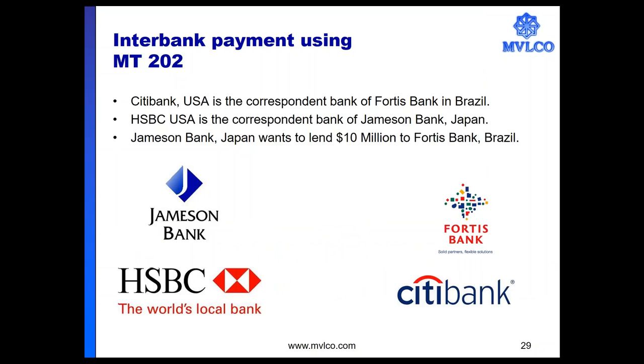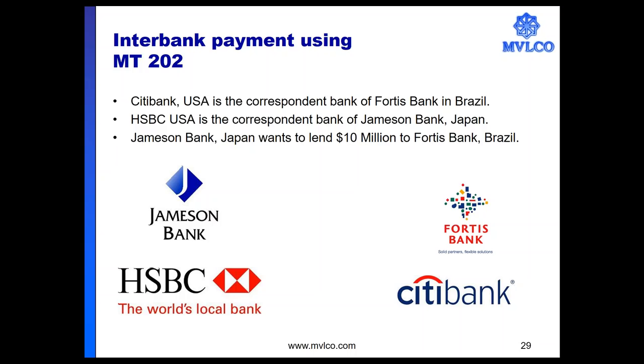Now in this example, Citibank USA is the correspondent of Fortis Bank in Brazil, which means at Citi, Fortis has its Nostro account. And Jamson has its Nostro account at HSBC. Jamson Bank wants to pay an amount of $10 million US dollars to Fortis Bank in Brazil. So this is the summary of our example. We are going to use an MT202 in this case.